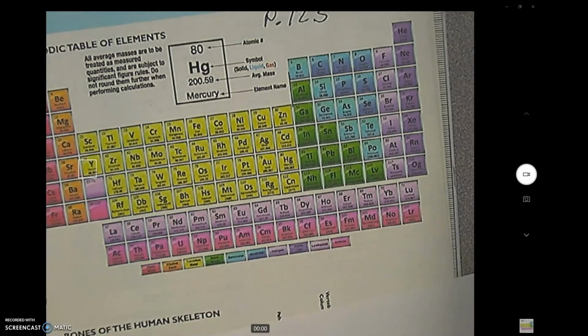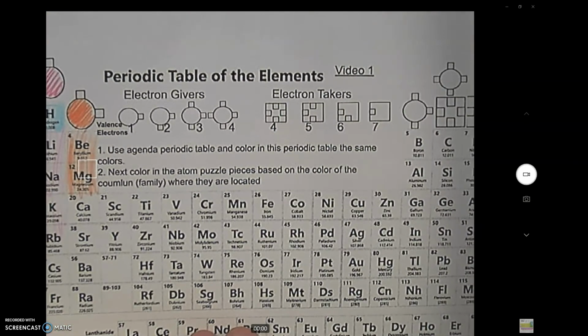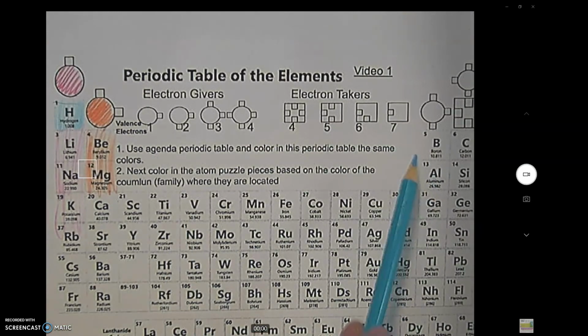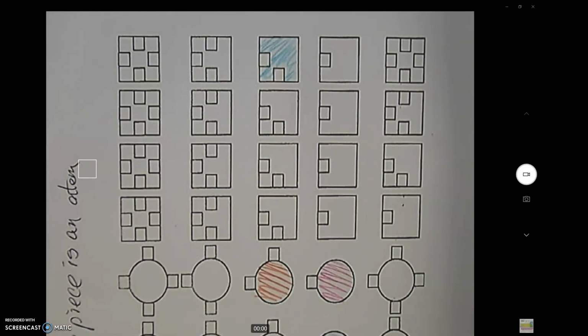So your goal today is to color in using your periodic table. You're going to color in this periodic table, color in your columns here. Columns are also known as families. And then you're going to use the information on the top to color in these.